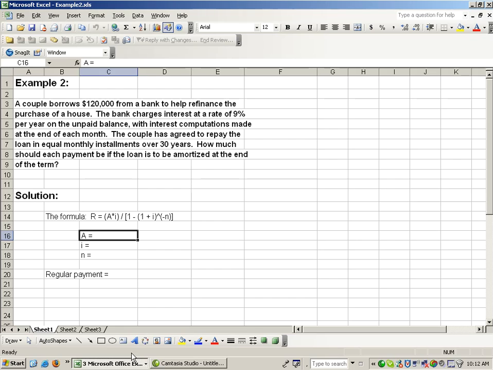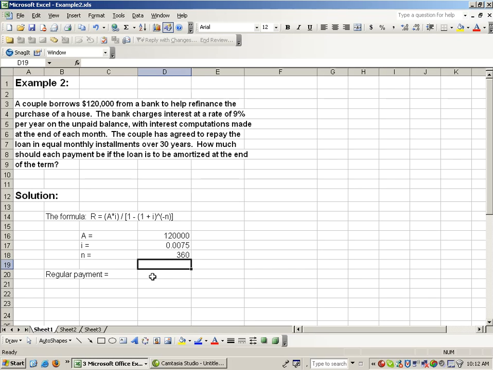Okay, now here's a situation where a couple borrows a certain lump sum and they need to know how much the monthly payments will be in order to pay it back in 30 years. So the present value, A, is the $120,000. The interest rate per conversion period is 9%, but computations are made at the end of each month, so divide that by 12. And they're going to repay the loan in 30 years. So the number of payments is 30 years times 12 times a year.